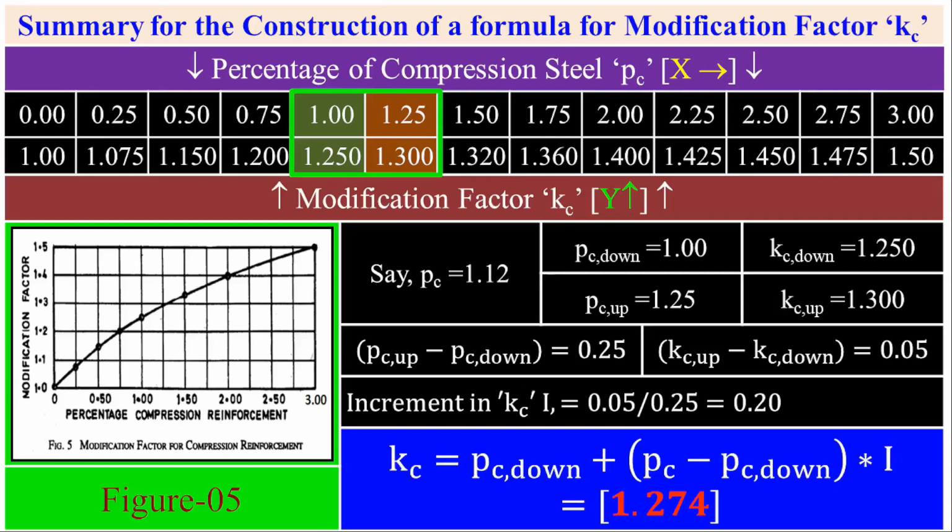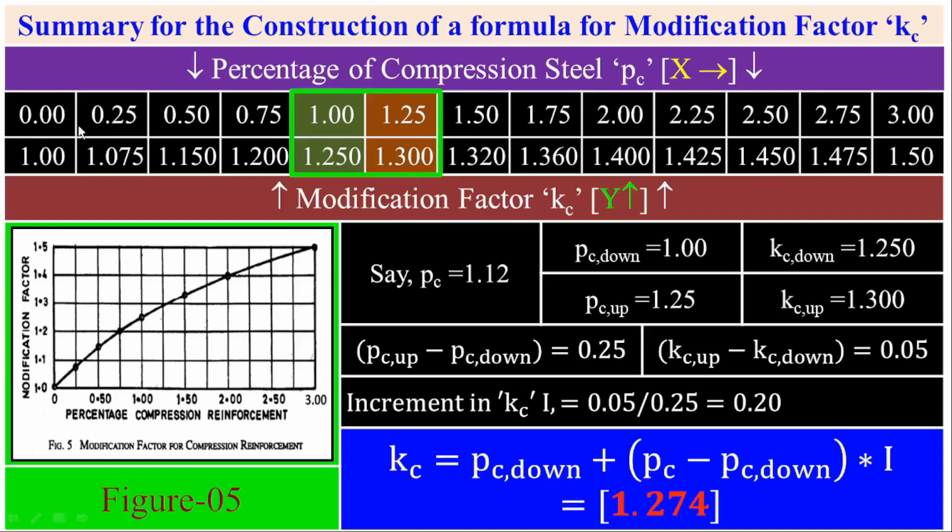In the actual graph, figure 05, you'll observe that the interval for PC is 0.5%, and the interval for KC is 0.10. However, for more accurate, closer values of KC in our calculations, we need to consider smaller intervals. Look at the table at the top of the slide. Here, we've broken down these intervals.